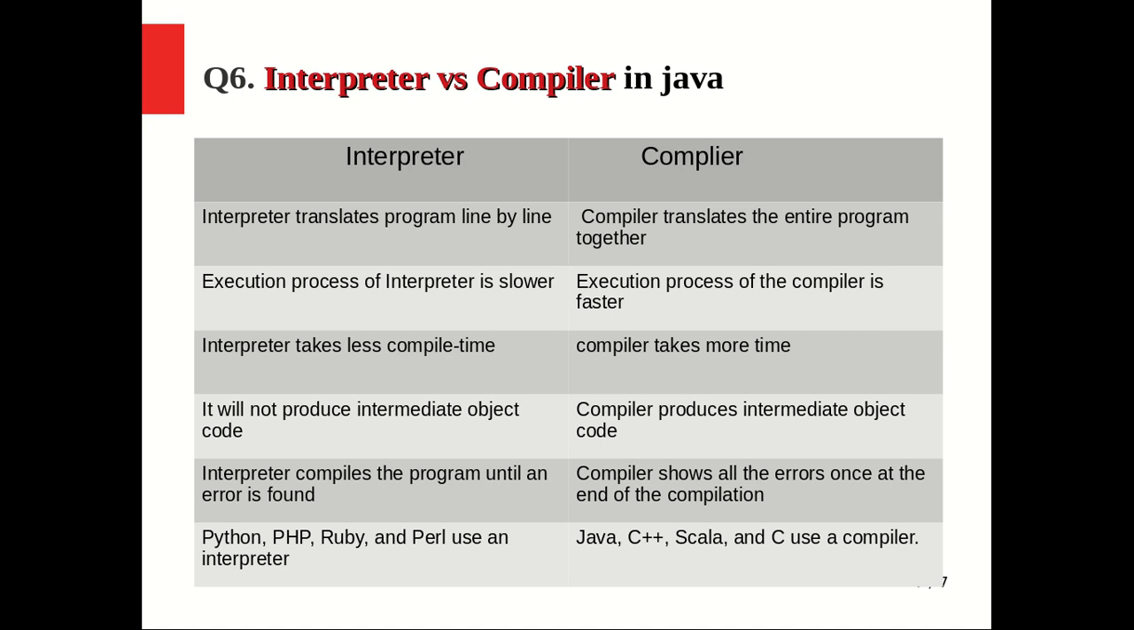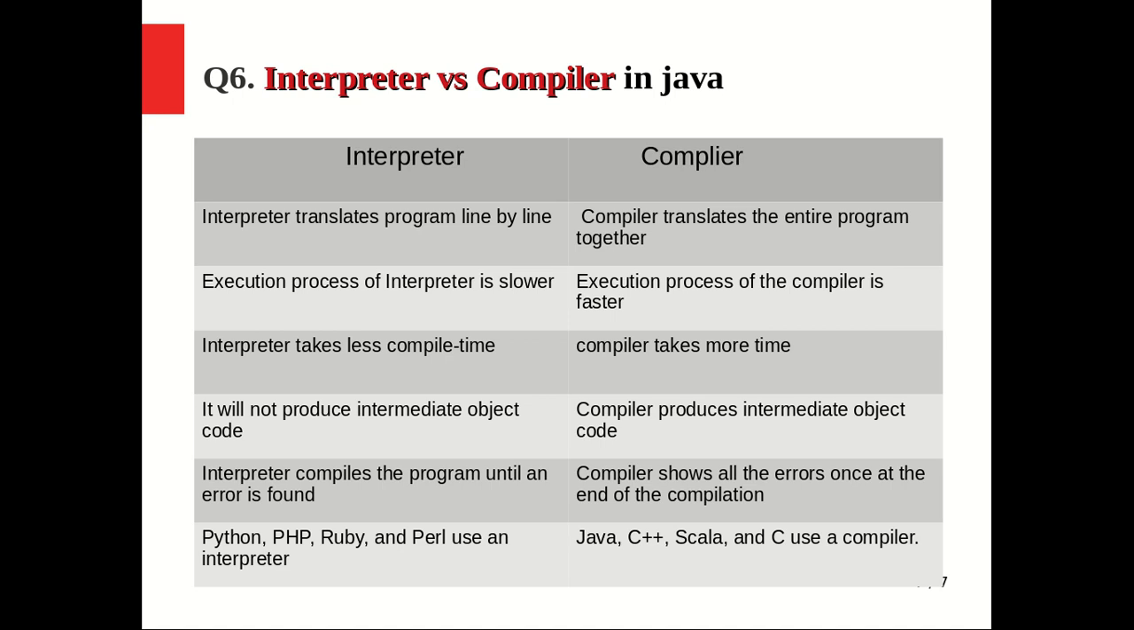The next difference is where each is used. Mostly Python, PHP, Ruby and Perl use an interpreter, and a compiler is used by Java, C++, Scala and C. These are some of the points which differentiate an interpreter and a compiler, and these are important interview questions also.